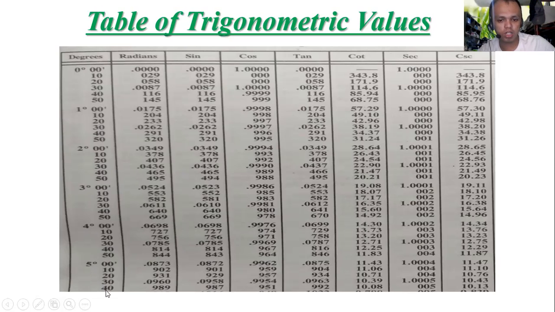If you look for the secant of 5 degrees and 40 minutes, you just match it. Second, and then 5 degrees and 40 minutes, this is it. So you have 1.0005. It is almost the same as at 30 minutes. Okay, so that is how you use it.